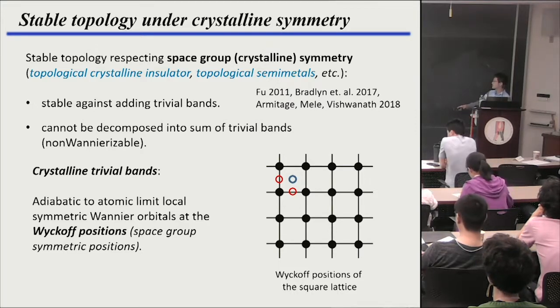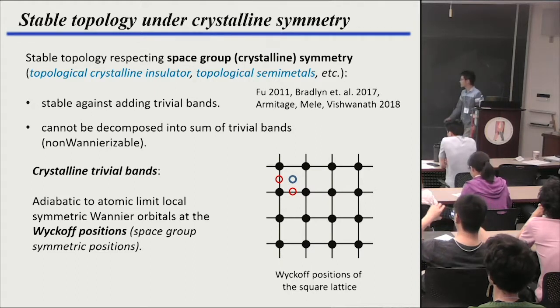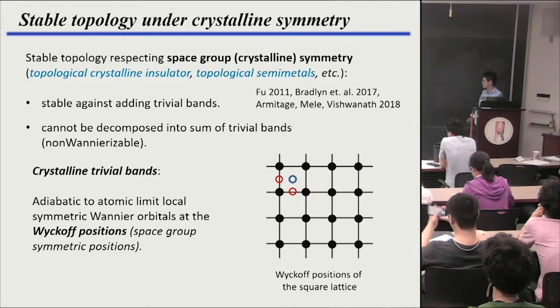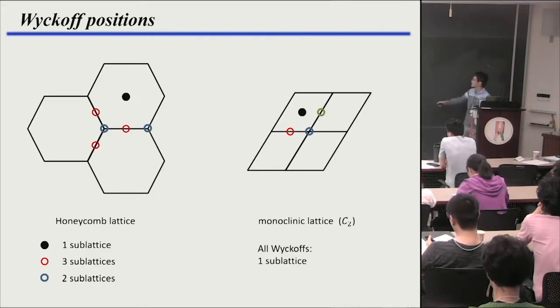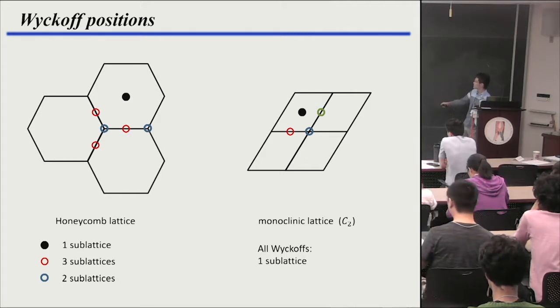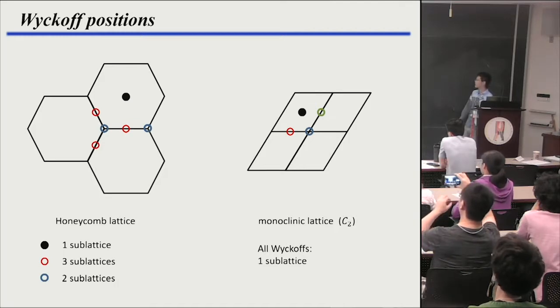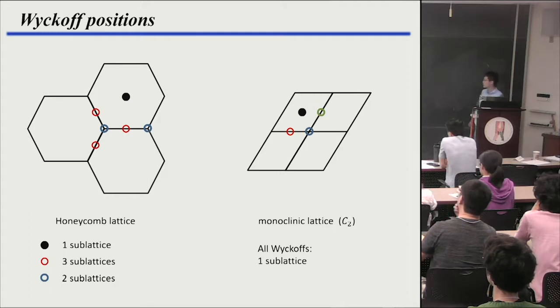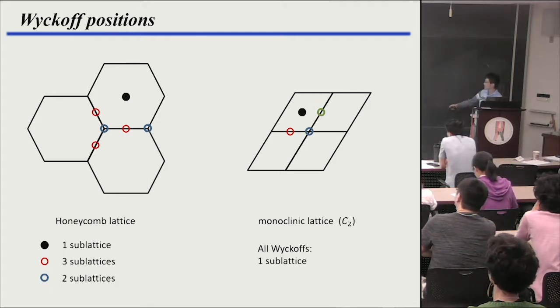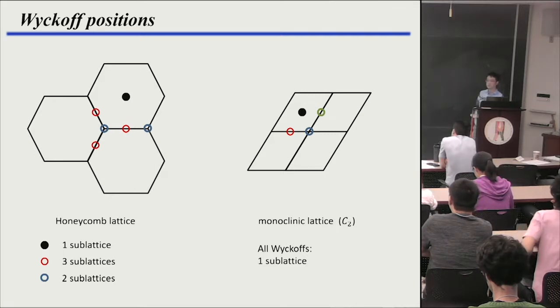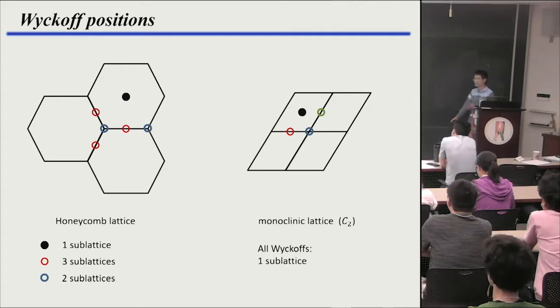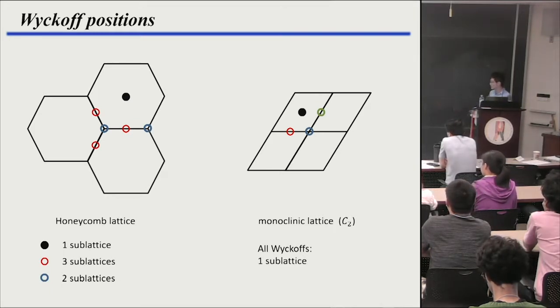To create a trivial band in this case, you need to put the Wannier orbitals on the so-called Wyckoff positions, which are basically the high symmetry points of your lattice. Just to give you some examples, in this honeycomb lattice, there are three kinds of Wyckoff positions. You have these blue ones forming the honeycomb lattice, this black one forming a triangular lattice, and these red ones forming the kagome lattice. If you want to add orbitals at the red position, you need to add them at the three positions at the same time, because they transform into each other under C3. So this will give you a three-dimensional representation, or basically you have three degrees of freedom per unit cell.